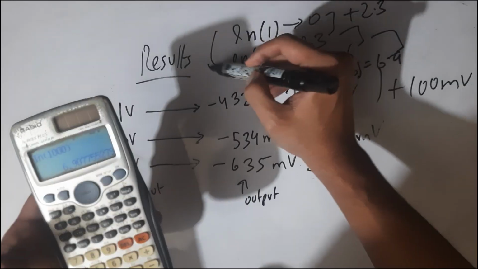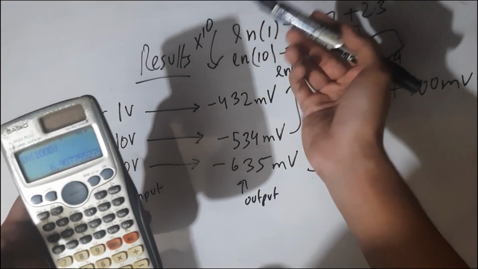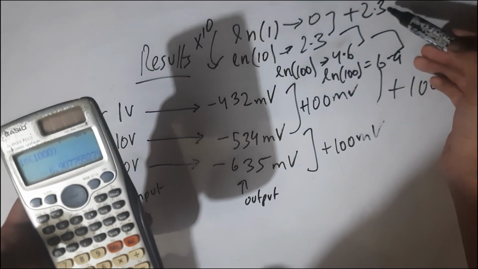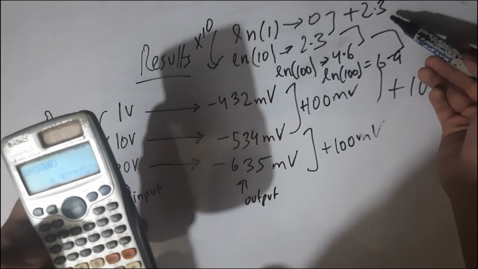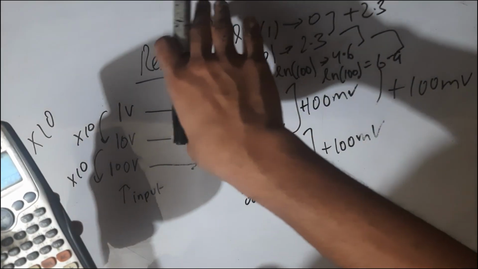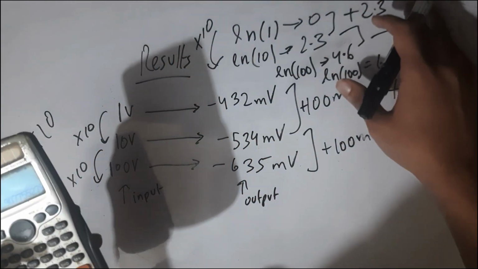So on the input side, we increase by 10 times, and on the output, we have an addition of 2.3. So the input side is multiplication, the output side is addition.